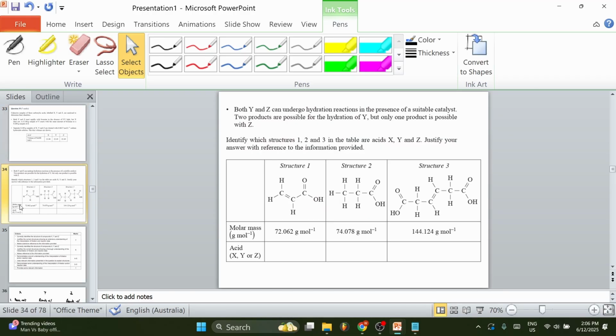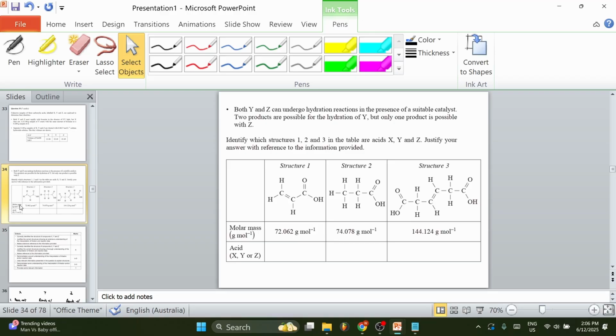Both Y and Z can undergo hydration reactions in the presence of a suitable catalyst. 2 products are possible for the hydration of Y, but only 1 product is possible with Z. Identify which structures 1, 2, and 3 in the table are acids X, Y, and Z. Justify your answer with reference to the information provided.